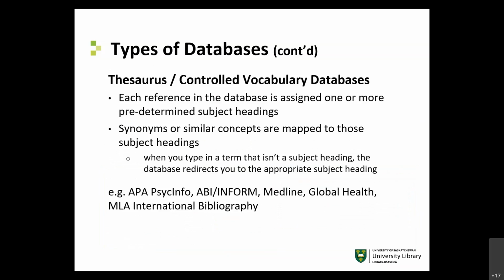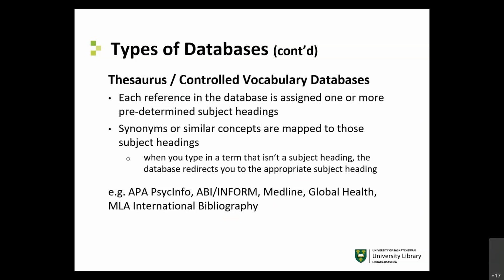The other type of database is a thesaurus or controlled vocabulary database. These are quite powerful databases because they really help hone in on pulling together all those synonyms that you needed to think about. It will tell you, we use this term in this database, so no matter what you type in, it'll redirect you to the proper term to use. Every reference or article in the database has one or more of these predetermined subject headings, and similar concepts are mapped to those headings.